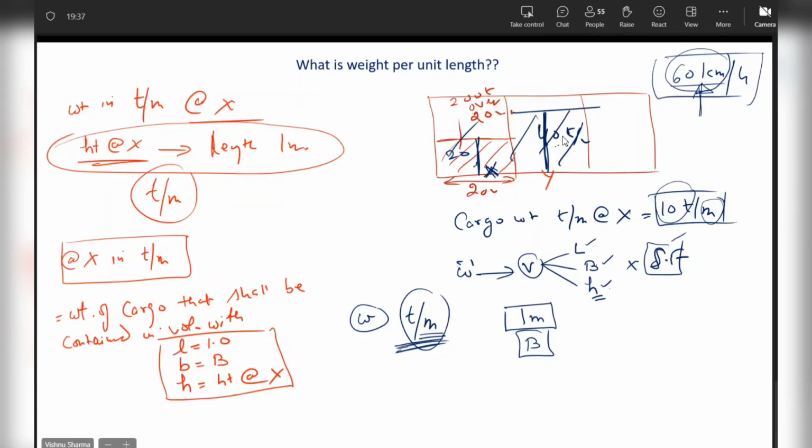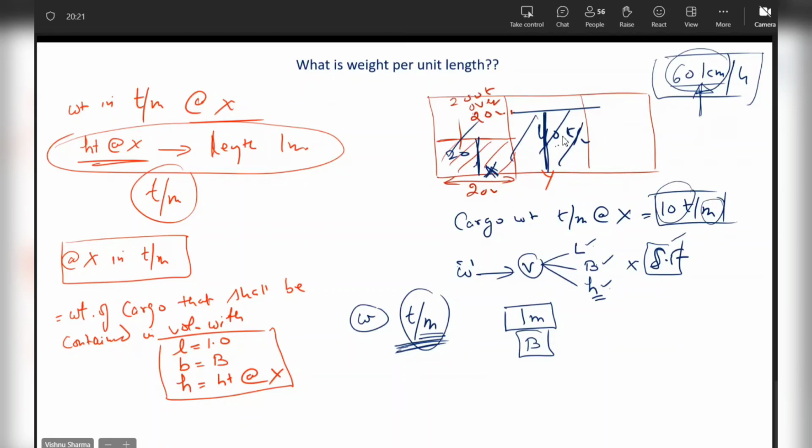If this is the volume of the cargo taken, that means because length 1 meter is fixed every time you say per meter, like it was per hour in speed, 60 kilometers per hour. So 1 hour was fixed there. So per meter, length 1 meter is fixed. Breadth is fixed for the ship. Then the only factor that is varying is the height. So whatever is the varying factor, if that is the same at that point for the length required, 1 meter in this case, the weight of the cargo would then be 10 tons per meter or 20 tons per meter, as the case may be.